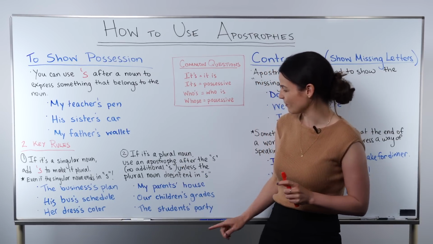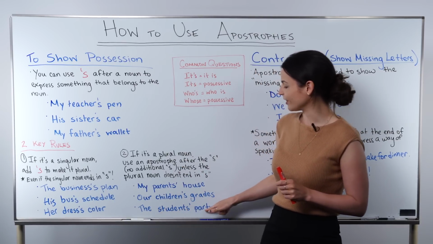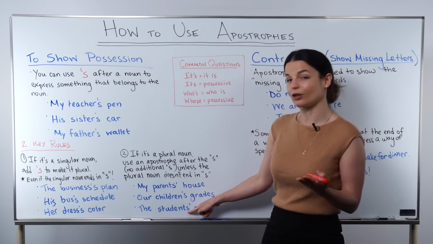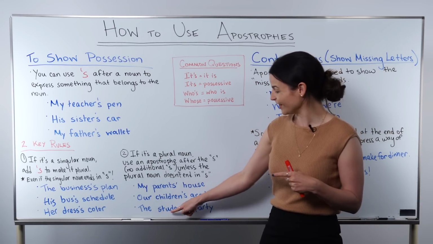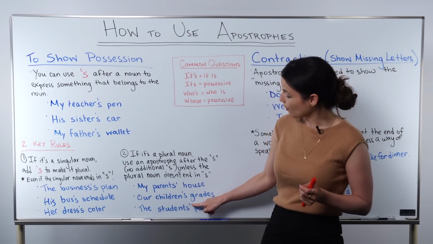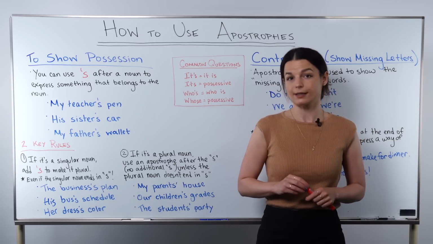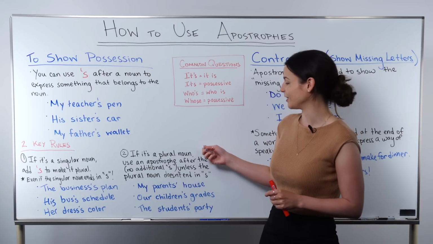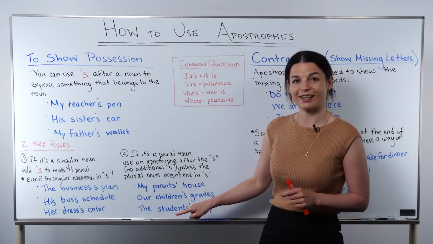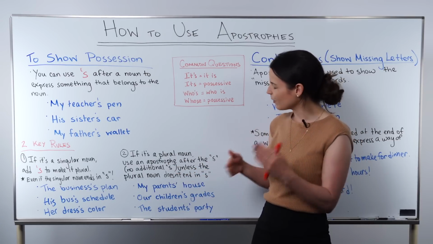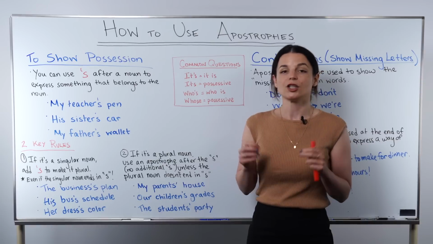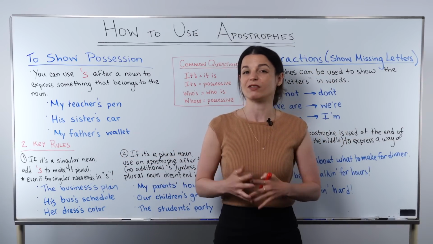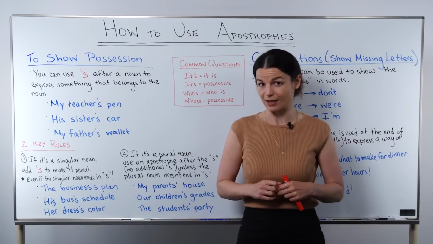Let's go to the last example, the students' party. So here again, we have a regular plural noun. It's just student plus S, right? Students. We again put the apostrophe after students. No additional S because it follows the basic rule. So no exception in this case. So keep this one in mind. This one requires a little bit more thought. Just consider that S at the end. Plural noun or singular noun. Those are the two things it's important to keep in mind with this.